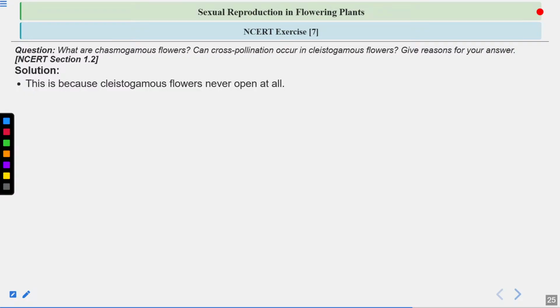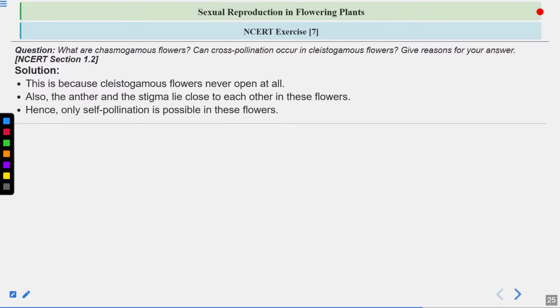This is because the cleistogamous flowers never open at all. Also, the anther and stigma lie close to each other in these flowers, because the flower is closed, in the form of a bud. So their anther and stigma are very near to each other. They are very close to each other. So they help in the process of self-pollination. So in the case of cleistogamous flowers, self-pollination is possible, whereas in the case of chasmogamous flowers, cross-pollination is favorable.